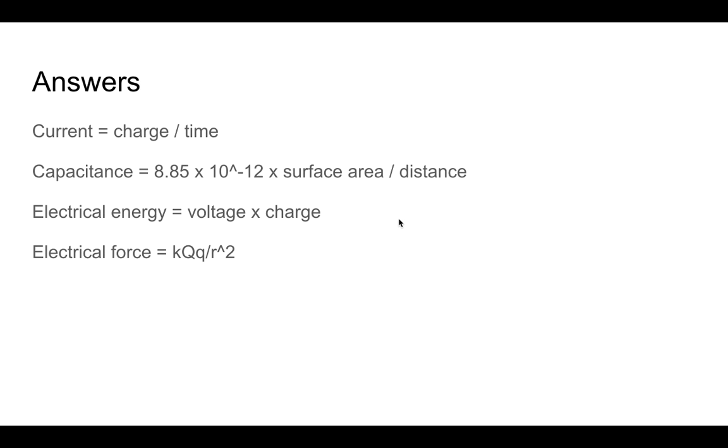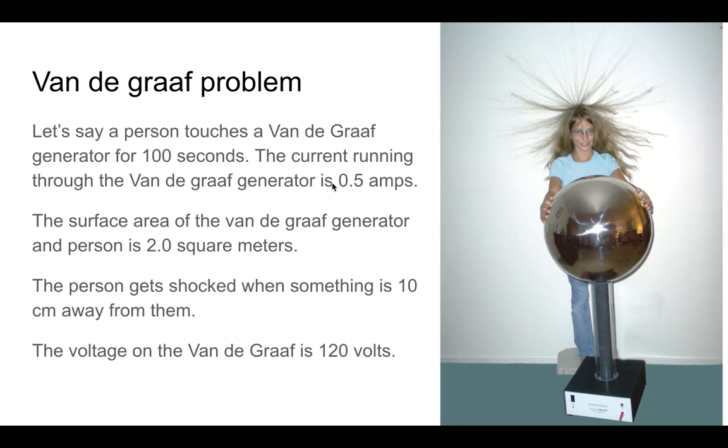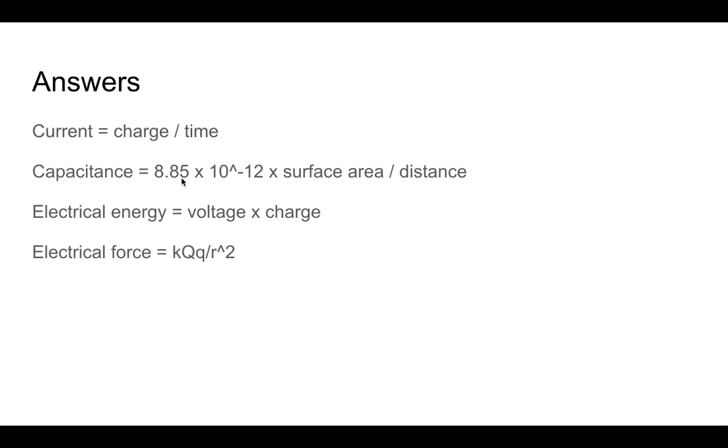Well, here's how you can do that. Current is equal to charge over time. If you remember in the problem, it says 0.5 amps. Sorry, that is the current. And the amount of time is 100 seconds. So the charge would just be time times current. It would be 0.5 times 100, which would be 50 coulombs. Not realistic, but we're going to go with that.